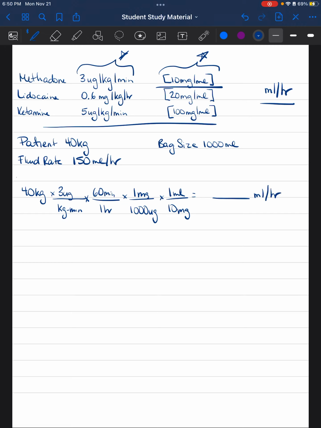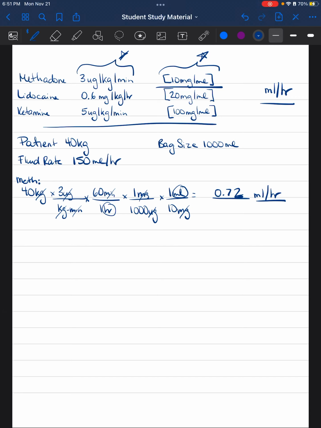of the methadone. Okay, so let's go ahead and cross out all of the units that are in the numerator and denominator. So kilograms are gone, minutes are gone, micrograms are gone, and milligrams are gone. So all we're left with is hours and mils, and that's exactly what we're looking for, which is mils per hour. So 40 times 3 times 60 times 1 divided by the 1,000 and the 10 is going to give us 0.72 mils in 1 hour. Just in case you can't read that, 0.72 mils per hour.